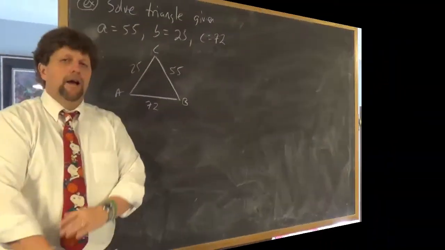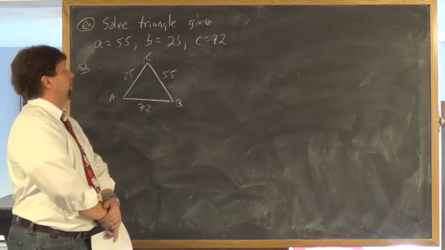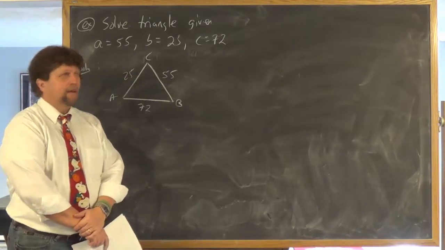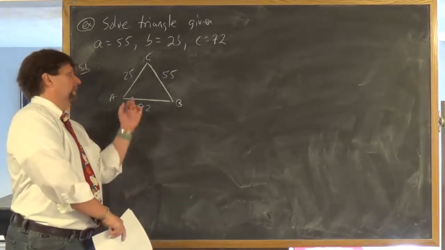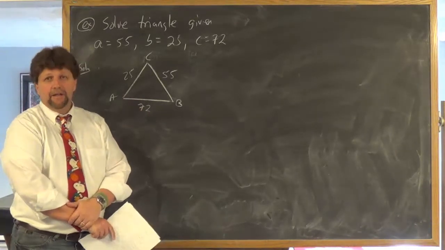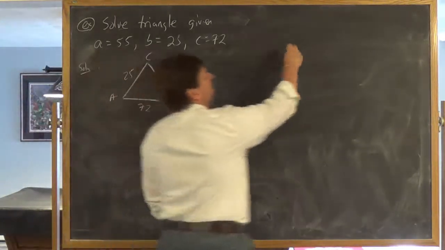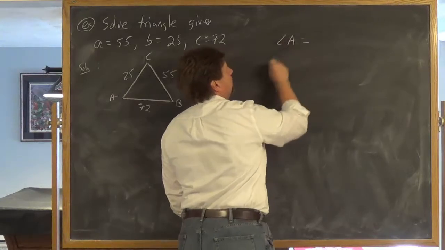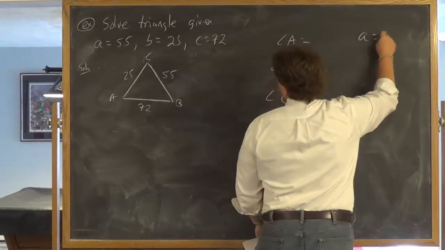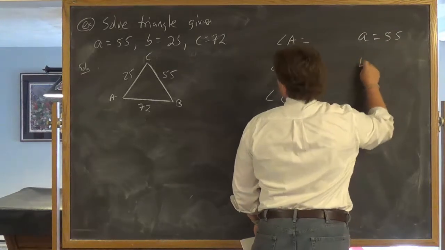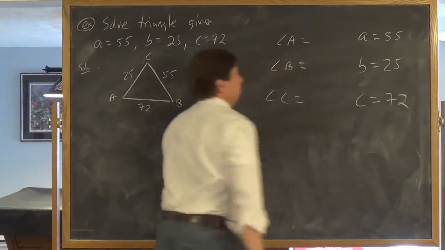So what I thought we'd do is a couple of examples of using the law of cosines. In the first example, we're going to solve the triangle given the length of side a is 55, side b is 25, and side c is 72. I've sketched my generic looking oblique triangle and put in the given information. Over here is what I've been calling the solution area. We know a is 55, b is 25, and c is 72.